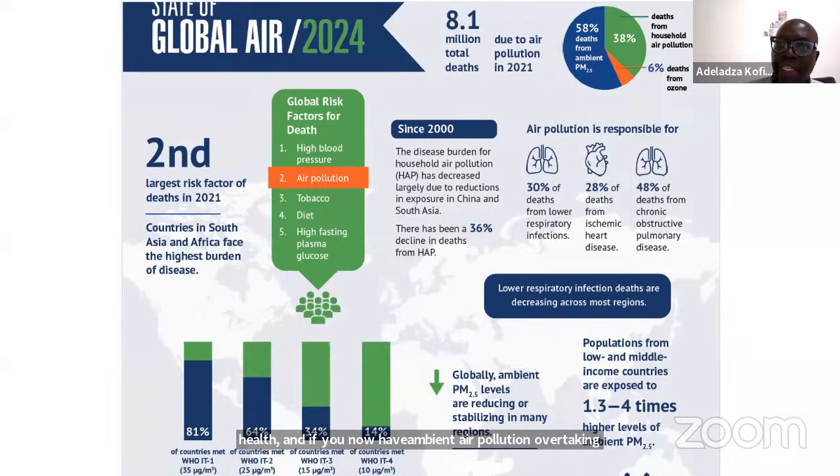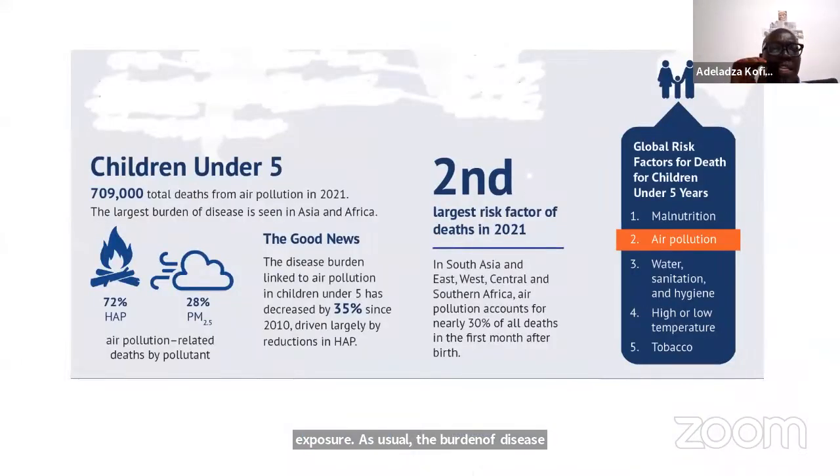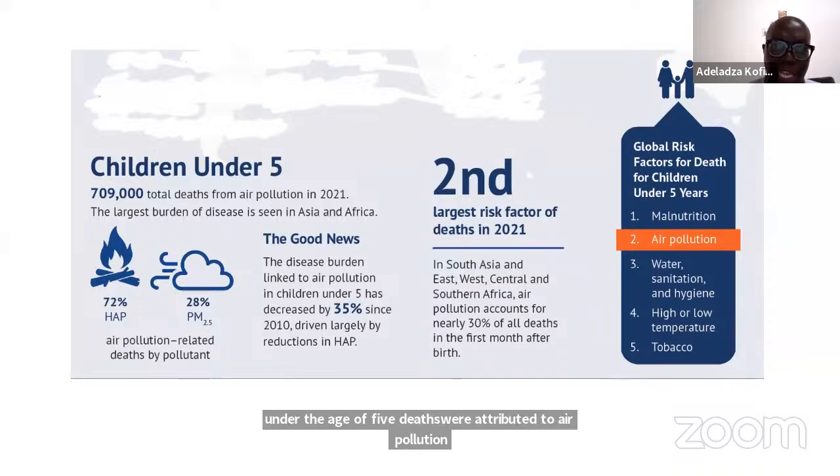And here you can see the proportions of respiratory infections, ischemic heart diseases, and COPD that are attributable to air pollution exposure. And as usual, the burden of disease is very high in sub-Saharan Africa and South Asia, where the air pollution levels are very, very high. Importantly, in this report, you also realize that children are the most vulnerable group. About 700,000 plus deaths of children under 5 were attributable to air pollution in 2021. And again, the largest burden was seen in Africa and Asia.